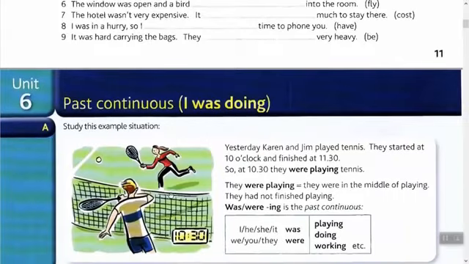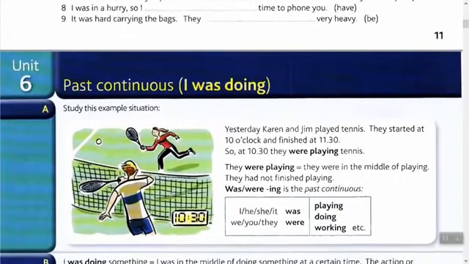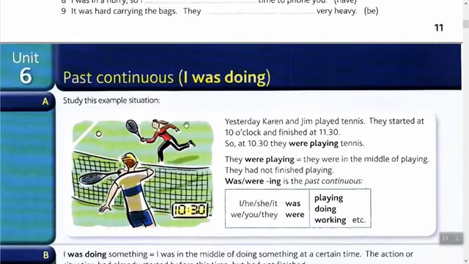Past continuous. خلينا نشوف شنو past continuous and what is the difference between past simple and past continuous. Past continuous: I was doing. Yesterday Karen and Jim played tennis. شوف yesterday played and then she started and finished. هذا past simple. Both of them played tennis. They started at 10 o'clock and finished at 11:30. So at 10:30 they were playing tennis.